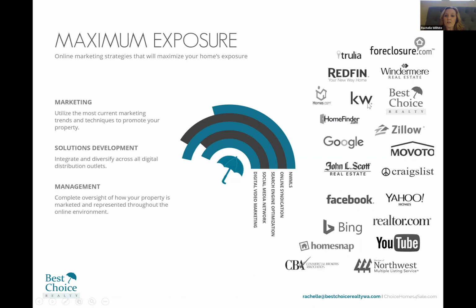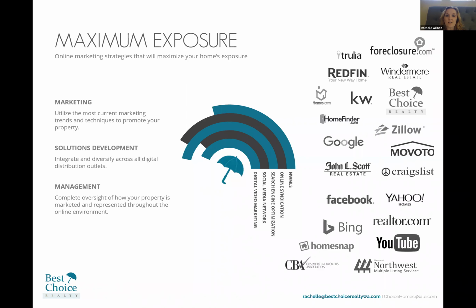Trulia, Redfin, Keller Williams, Google, John L. Scott, all of these different entities or portals take the information that we put on the MLS, except for a few of them like Craigslist and some other portals, and it then syndicates automatically. But there are some manual processes, and this is how you can explain it to your client when you're actually going through this.